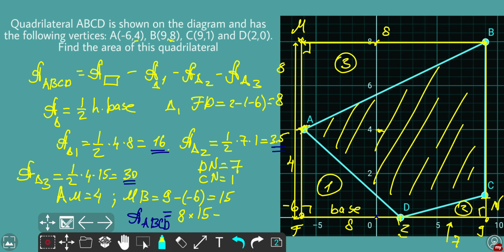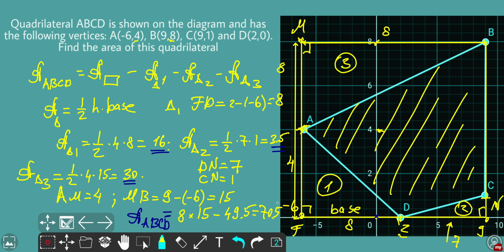And from that we take away, actually we can put brackets and say they're pluses, so we simply need to add all 3 areas of the triangles. It's going to be 30, 16, and 3.5. That's going to be 46 and 49.5. So 49.5. Now let's calculate. So 8 times 15 is going to be 120, and we take away 49.5. We've got 70.5. So 70.5.